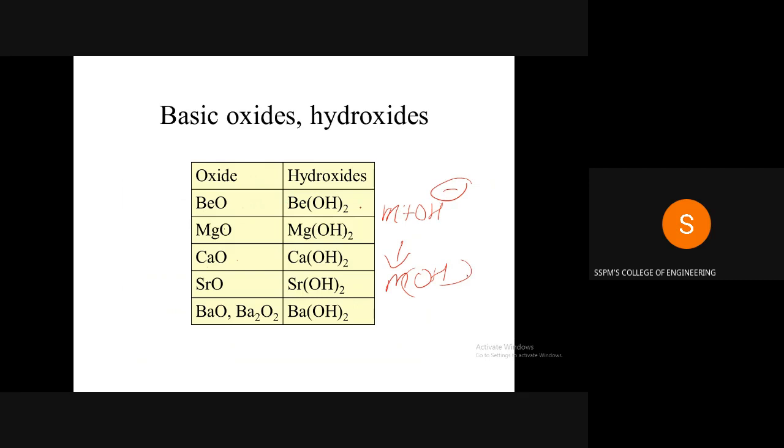So barium hydroxide, calcium hydroxide, that is Ca(OH)2. It is called slaked lime, that is lime water, and it is used in sewage treatment. So the uses of these hydroxides are very important from the CET point of view. See the uses of these hydroxides as well as oxides.